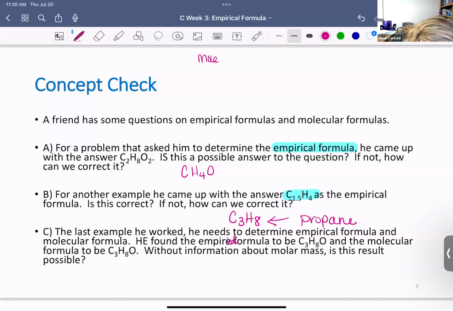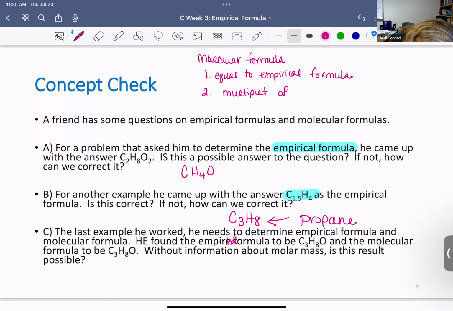Molecular formula is either equal to the empirical formula, so let me write that down. Molecular formula can be equal to empirical formula, or it can be a multiple of the empirical formula. And that really threw students off. So I really just want to emphasize that, at least in boot camp, maybe not so much in class. So you see, yes, they can be the same. Any questions on this?